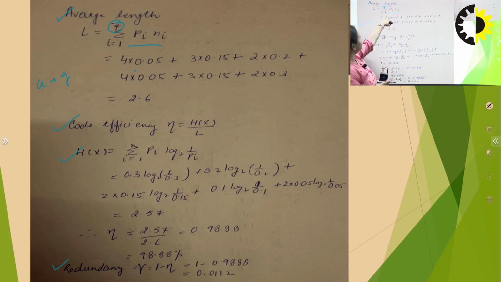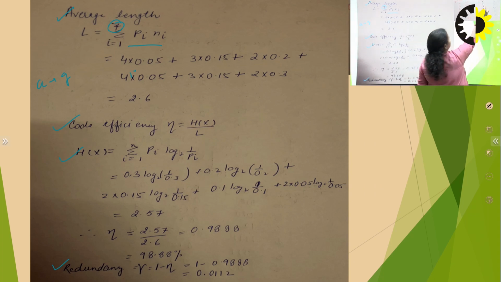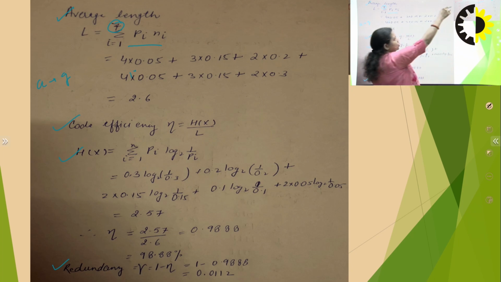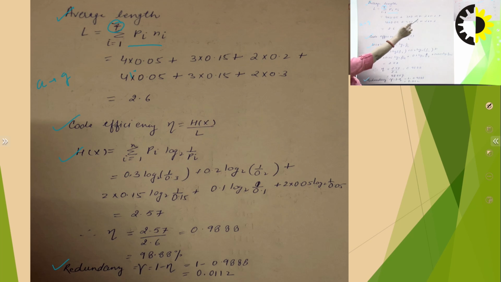See this table: probability for the first is 0.05 and it is having the code length 4. So 0.05 into 4. Then plus probability for B is 0.15 into 3. Then for C it is 0.2 into 2. From this table which you got from the previous step, you just create this L. So after multiplying this, you will get 2.6.